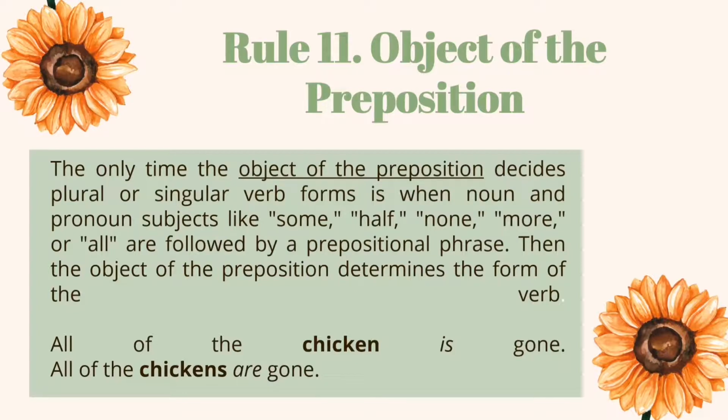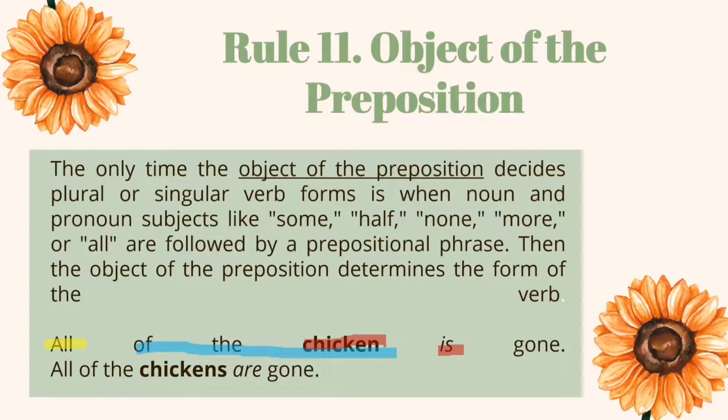So we have our example. All of the chicken is gone. So we have here the prepositional phrase, of the chicken. Tapos, nasa unahan niya ay all. So, ano ngayon? Ang magde-decide ngayon kung plural or singular ba ang verb na gagamitin mo ay yung object of the preposition. Ano yung object of the preposition? Ang object of the preposition natin ay ang chicken. So, since chicken is singular, is ang gagamitin.